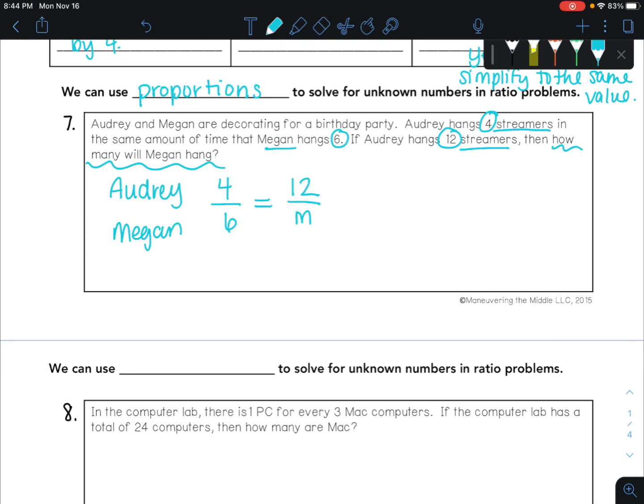All right, so 4/6 equals 12 over something. And we can solve this just by using equivalent fractions. To turn a 4 into a 12, that would be times 3. I have to do the same thing to the bottom if I want it to stay equivalent. So that means that this number is supposed to be 18. So Megan hangs 18. We just used equivalent fractions with our proportion.